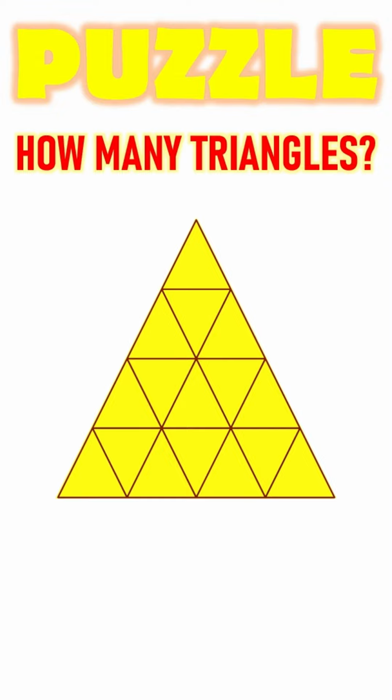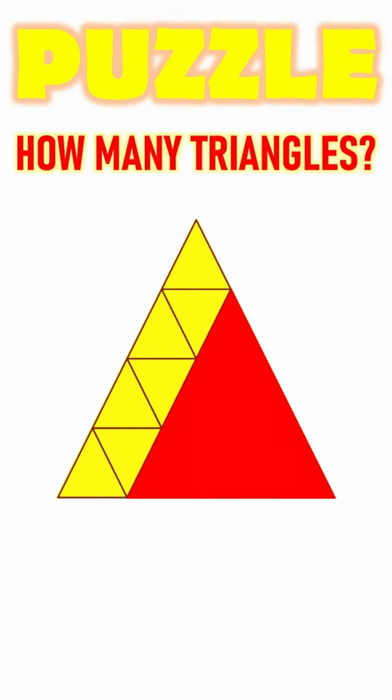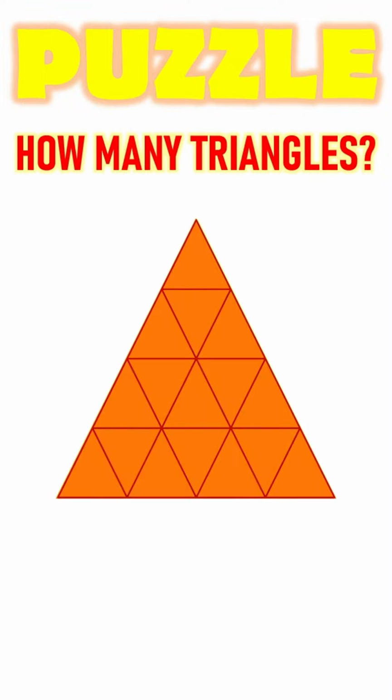So the correct answer is 27 triangles. Let me show you all of them. 1, 2, 3, 4, 5, 6, 7, 8, 9, 10, 11, 12, 13, 14, 15, 16, 17, 18, 19, 20, 21, 22, 23, 24, 25, 26, 27.